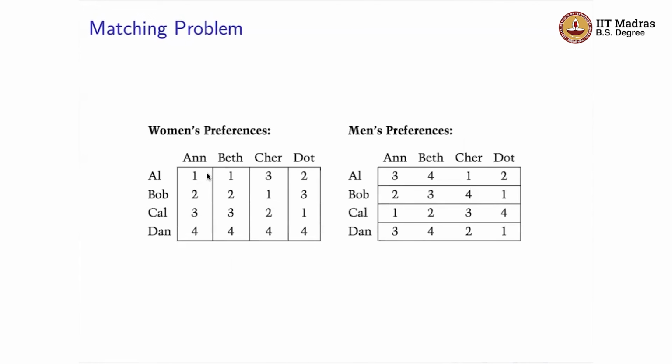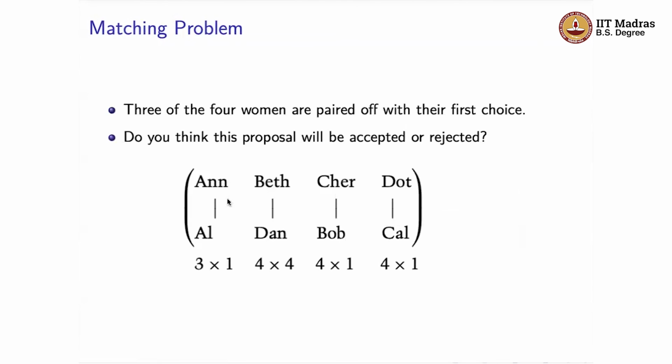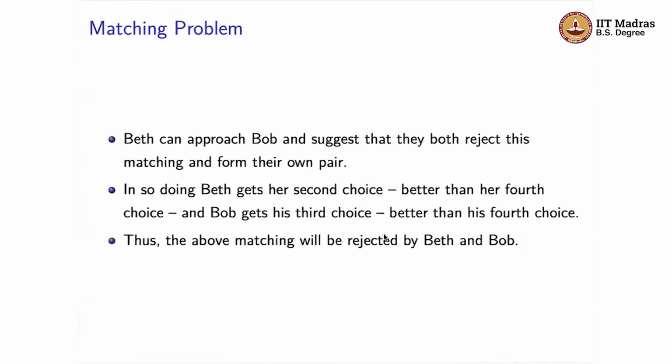So we have both Anne and Beth having Al as the first choice. Then Beth has to look for something else. Bob and Cal are taken, so Beth is going to end up with Dan. So this is the new matching that we are considering. Again, one question is, will this be accepted? If you think about it, there are going to be two people who are going to object. Who are these two people?